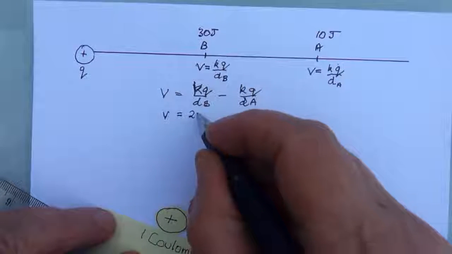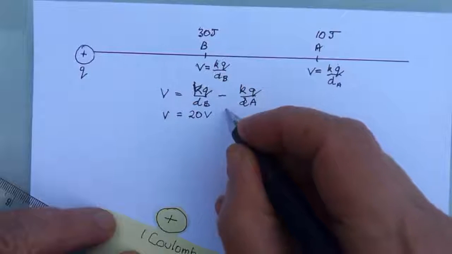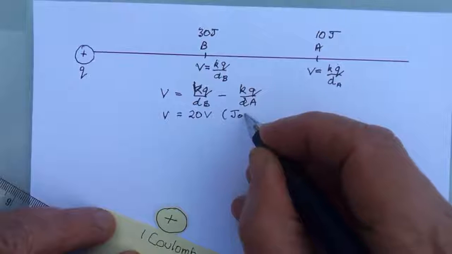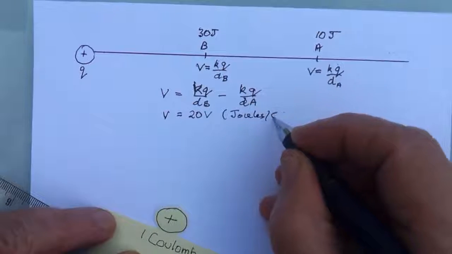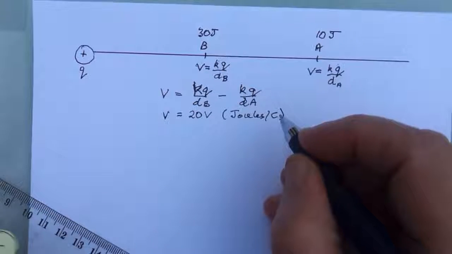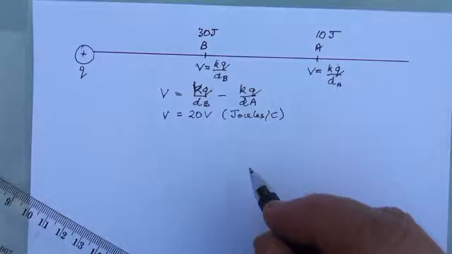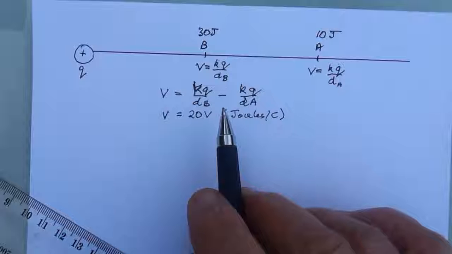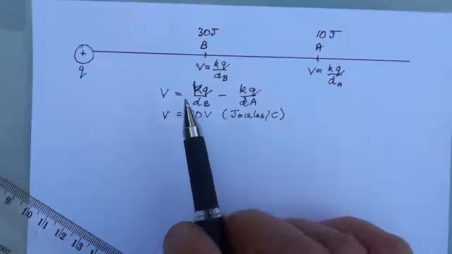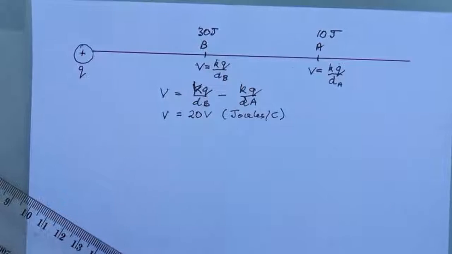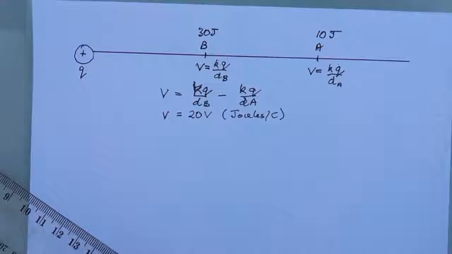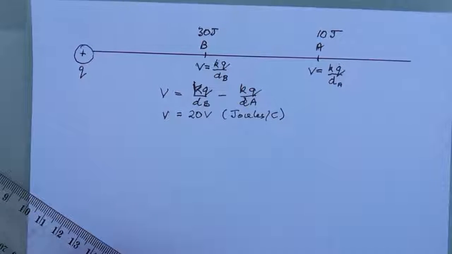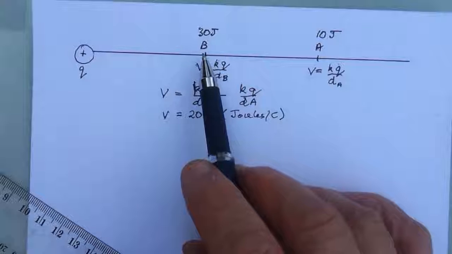Obviously it would be 20 volts, or if you like, 20 joules per coulomb. Now, another thought to keep in mind is what we mean by high potential and low potential. If I said to you one of these is at a higher potential, which one would it be? Which one would be at a higher electrical potential? Well, you'd be correct if you said that the higher potential was at B.